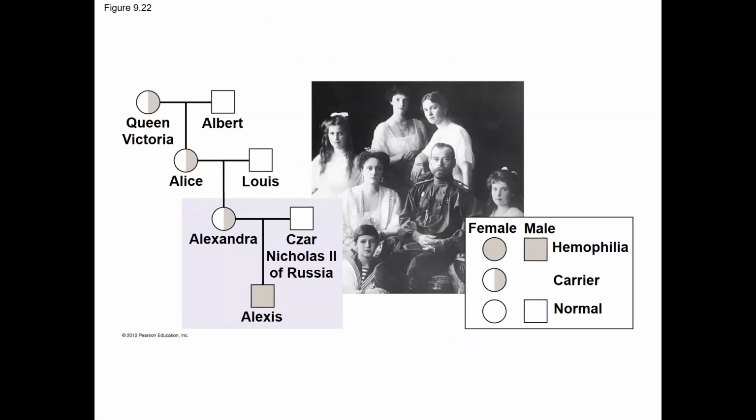This here is showing you hemophilia in the royal family of Russia, where Queen Victoria was a carrier of the hemophilia trait, and so it's being passed down through her line, where males are either normal or they are hemophiliacs, and Alexis was a hemophiliac.